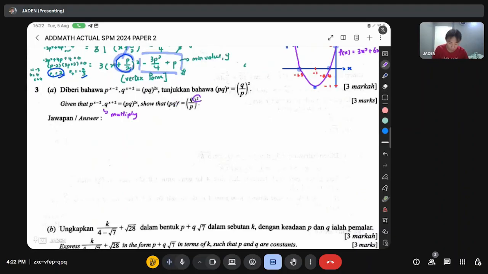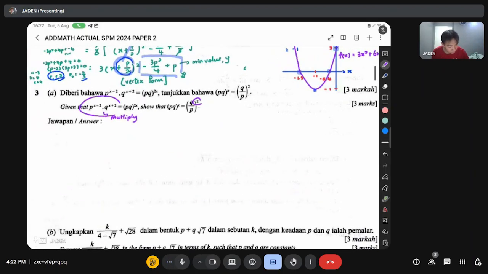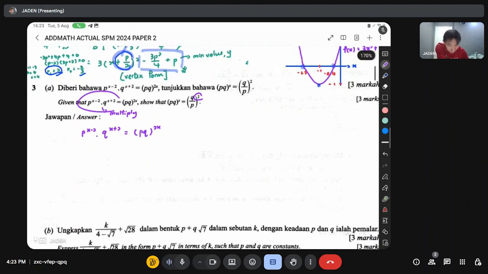So where do we start? We start with this first. Let me just write it down: p power x minus 2 times q power x plus 2 equals (pq) power 2x. Now this is from the question. So where do we start? Here's how I'm going to do this. I will write the right-hand side as (p times q) power x, and I'm going to leave the 2 outside.